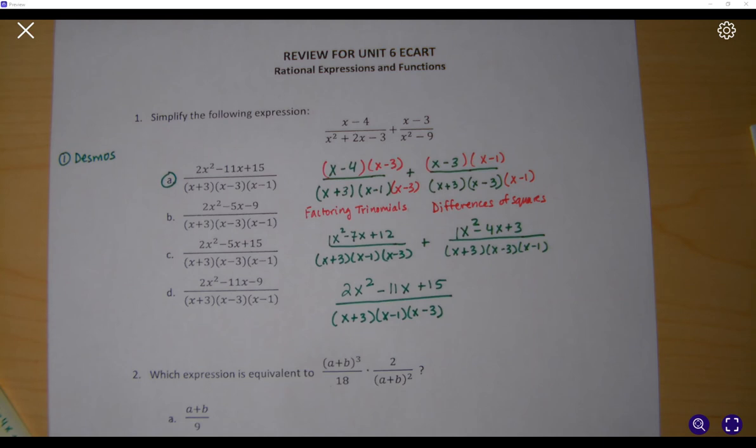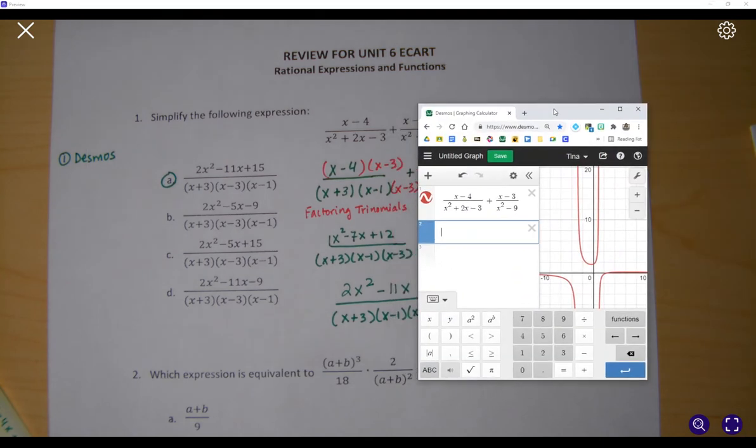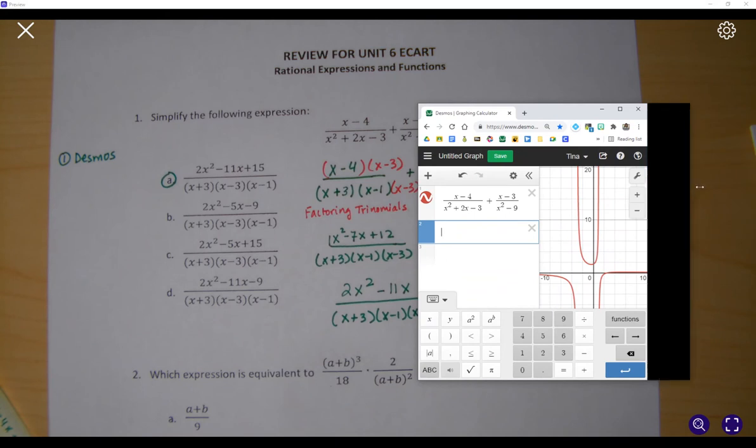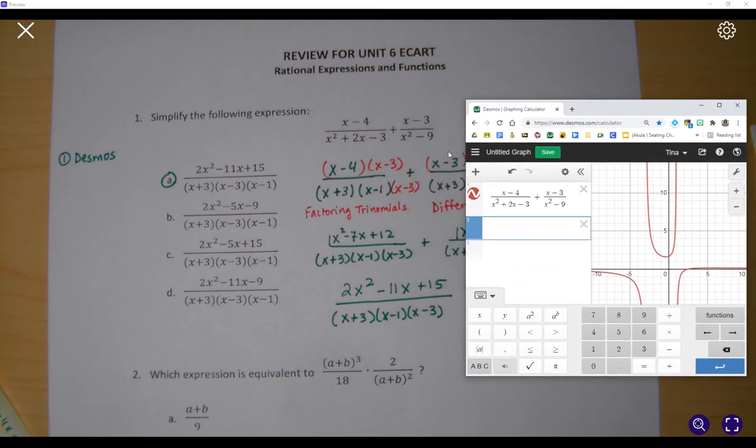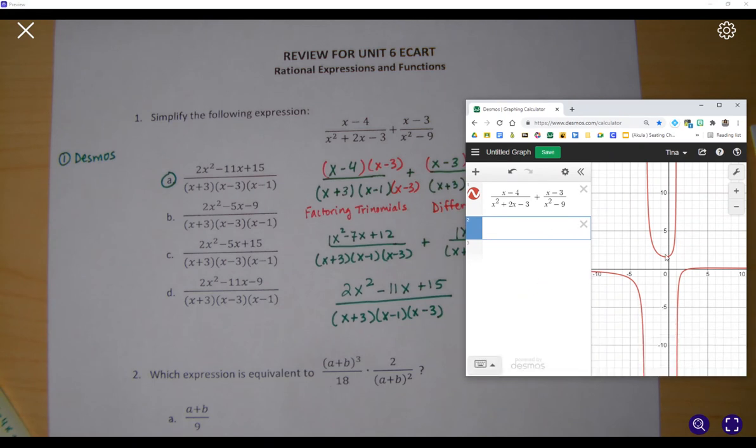So in Desmos, you're going to type up your original. I already have it typed up here. You're going to plug this in here, and then in the next line, you notice it graphs it for you. In the next line, go ahead and type up your answer choice that you got just to check it.